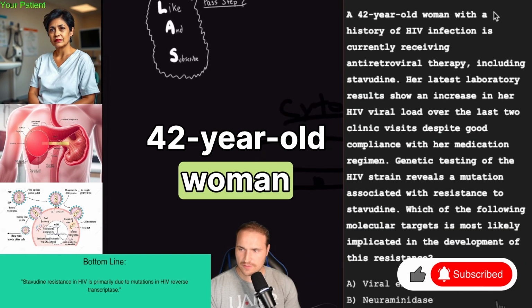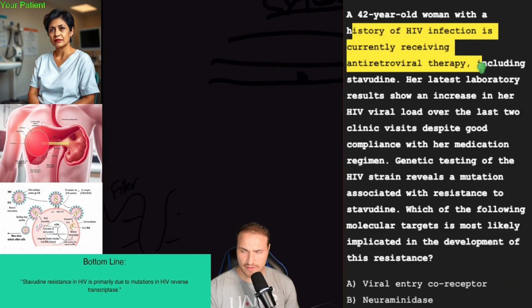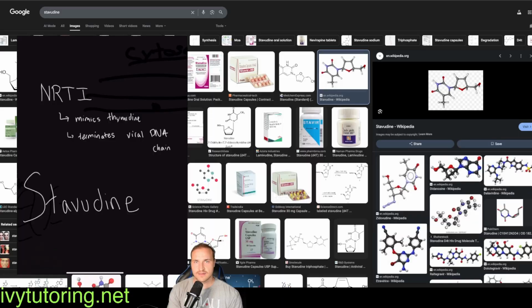A 42-year-old woman with a history of HIV infection is currently receiving antiretroviral therapy, including stavudine. And just as a reminder, stavudine is an NRTI, which stands for a nucleoside reverse transcriptase inhibitor, that mimics and terminates the viral DNA chain. So it stops DNA synthesis. All right, so it's a medication that you can take, and you have to know it's a thymidine analog, NRTI. So think you are inhibiting reverse transcriptase after phosphorylation.